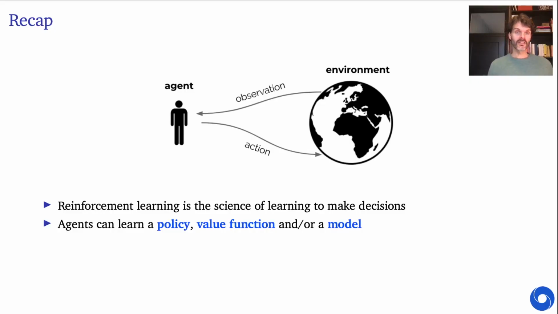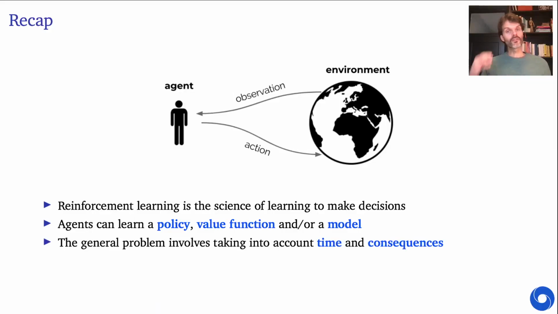The agent itself might contain a policy, or rather it must contain a policy, because you have to select actions in some manner. It might also contain a value function, which is a prediction of the future rewards the agent might receive. And it might also contain a model of the environment. We discussed all of this in the previous lecture.